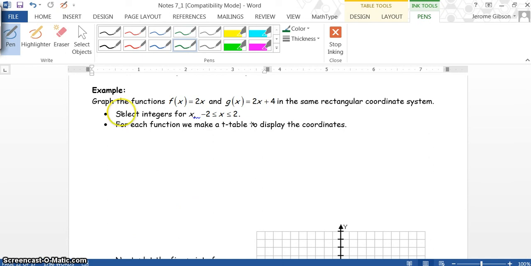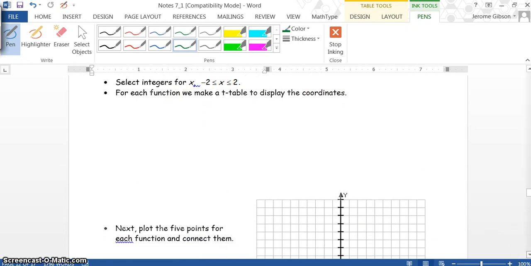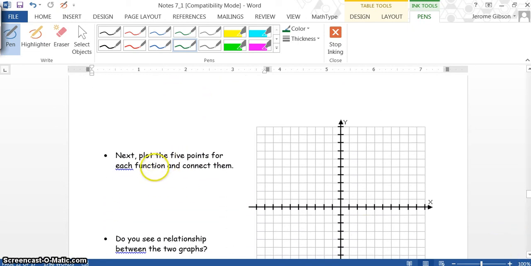Now we have our next example. It says graph the function f of x equals 2x and g of x equals 2x plus 4 in the same rectangular coordinate system. Select integers for x, for negative 2 is less than or equal to x, which is less than or equal to 2. For each function, we make a t-table to display the coordinates. Now, next we're going to plot the 5 points for each function and connect them. And then we're going to determine the relationship between the two graphs.